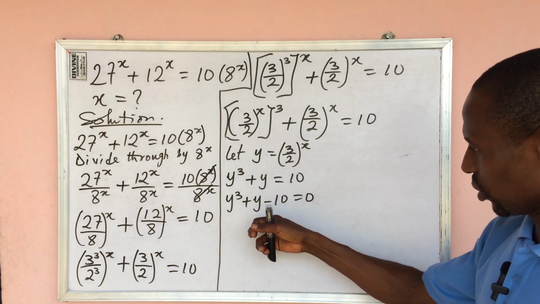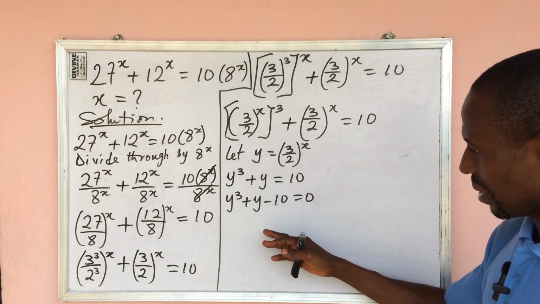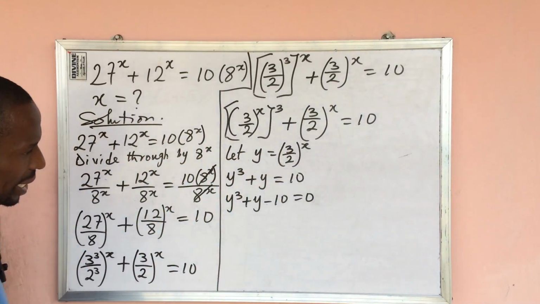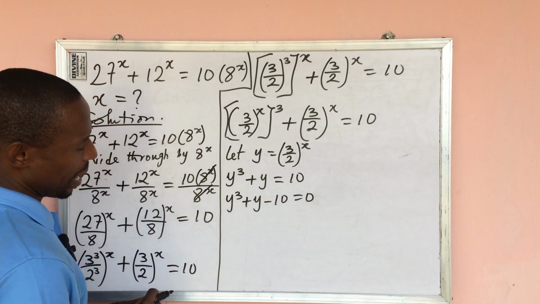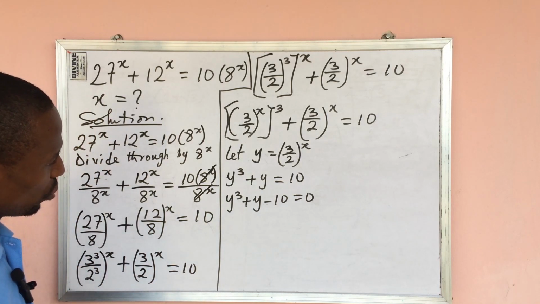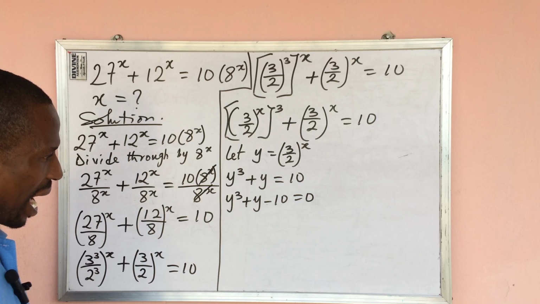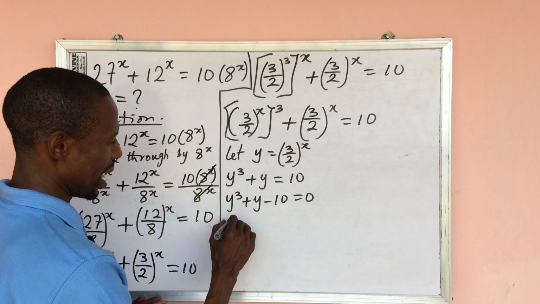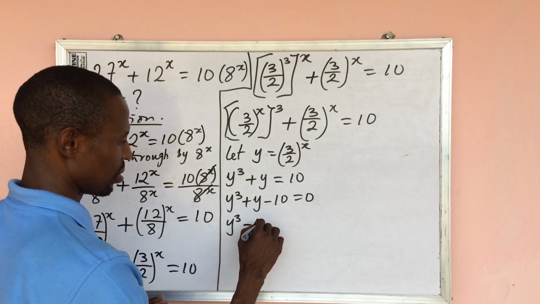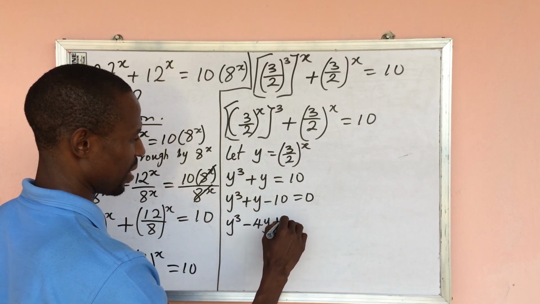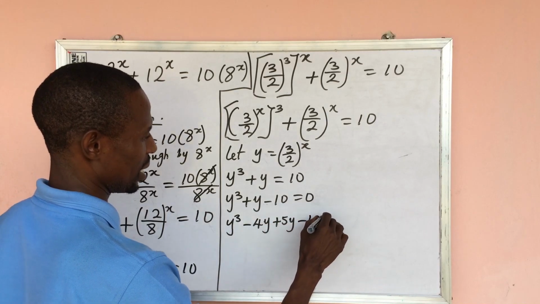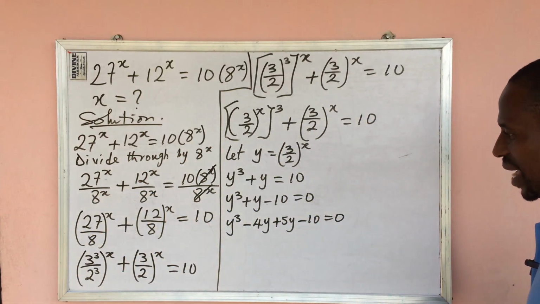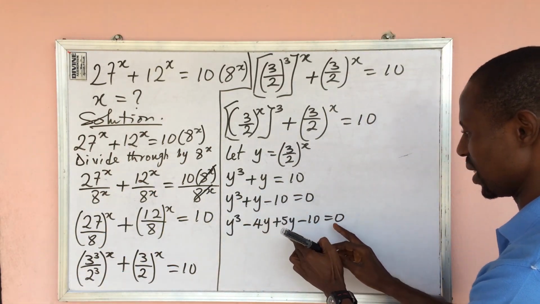In solving this, I want to introduce 2 entities that, when you sum them up, give you plus y here. If we go by that, we can have minus 4y and plus 5y. So we now have y to the power of 3 minus 4y plus 5y minus 10 equal to 0. It has not really changed the system. So we go again and put this in a bracket, and this in a bracket.